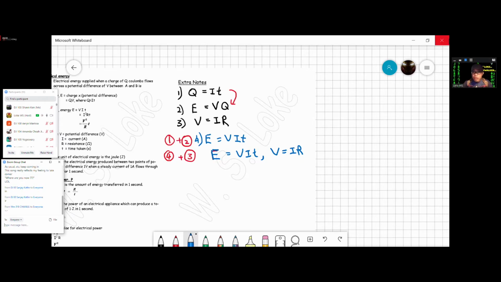I can put it inside. Okay, I can put it inside. So you see this one goes in. V goes in here. So what will it become? It will become energy is equal to IR times IT. Can you see that? So energy becomes what? I squared RT. Can you see that? Can you see on this side of the notes, on the left hand side? Wow, new formula, sir.